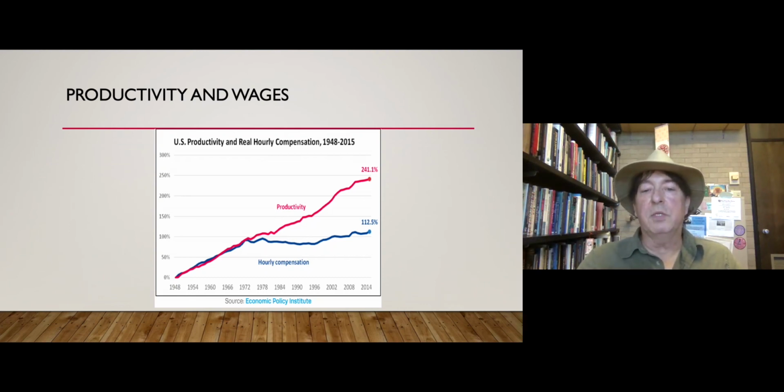But notice what happens starting around the early 70s. Productivity is still going up, but hourly compensation flattens out. It barely increases between the early 70s and 2014. Now, this is in real dollars, so we've removed the effects of inflation. If we had inflation in there, then it would look a little bit different. But remember, if your wage increases 10%, but the cost of your goods and services also increases 10%, you're not any better off. So it's best to look at real wages.